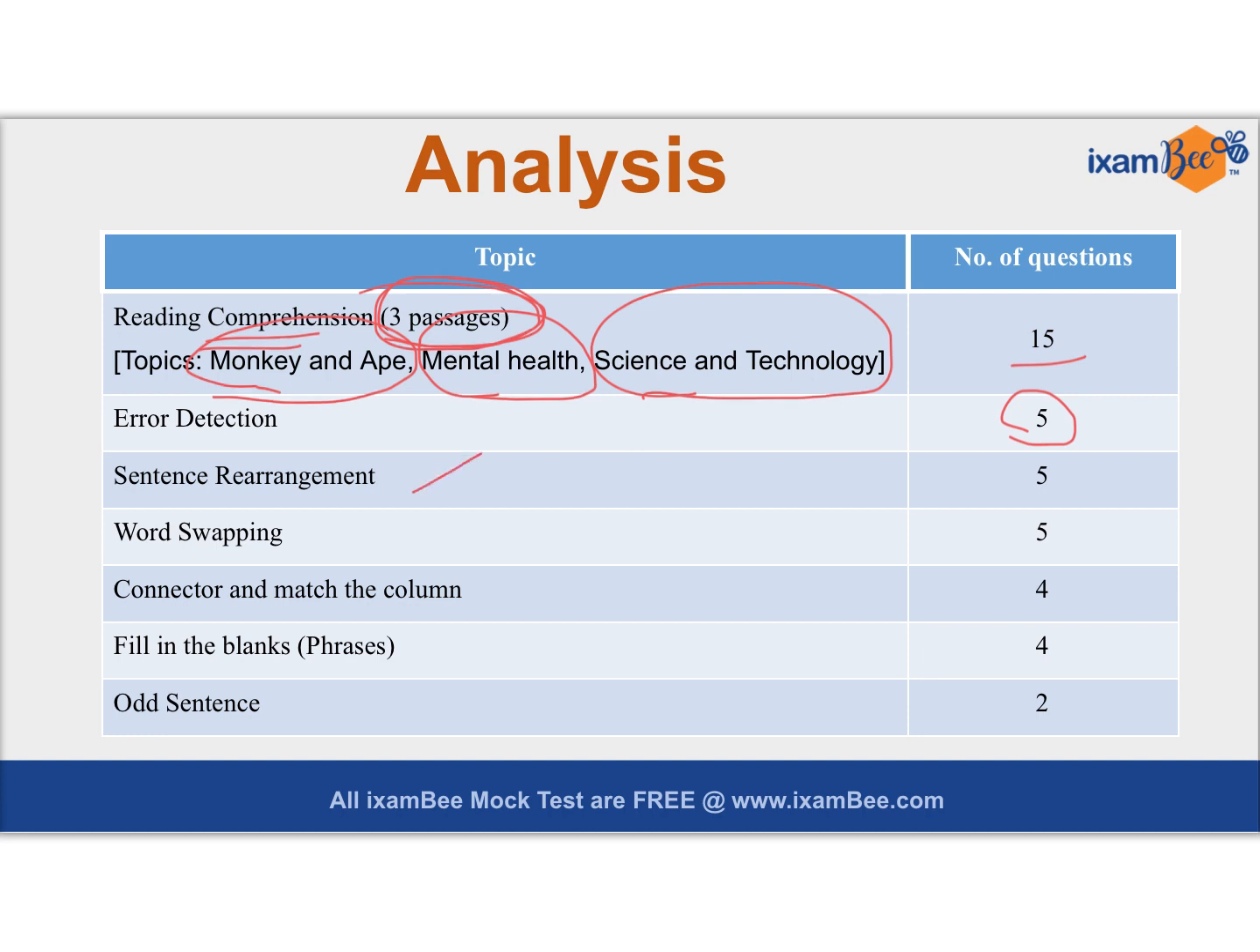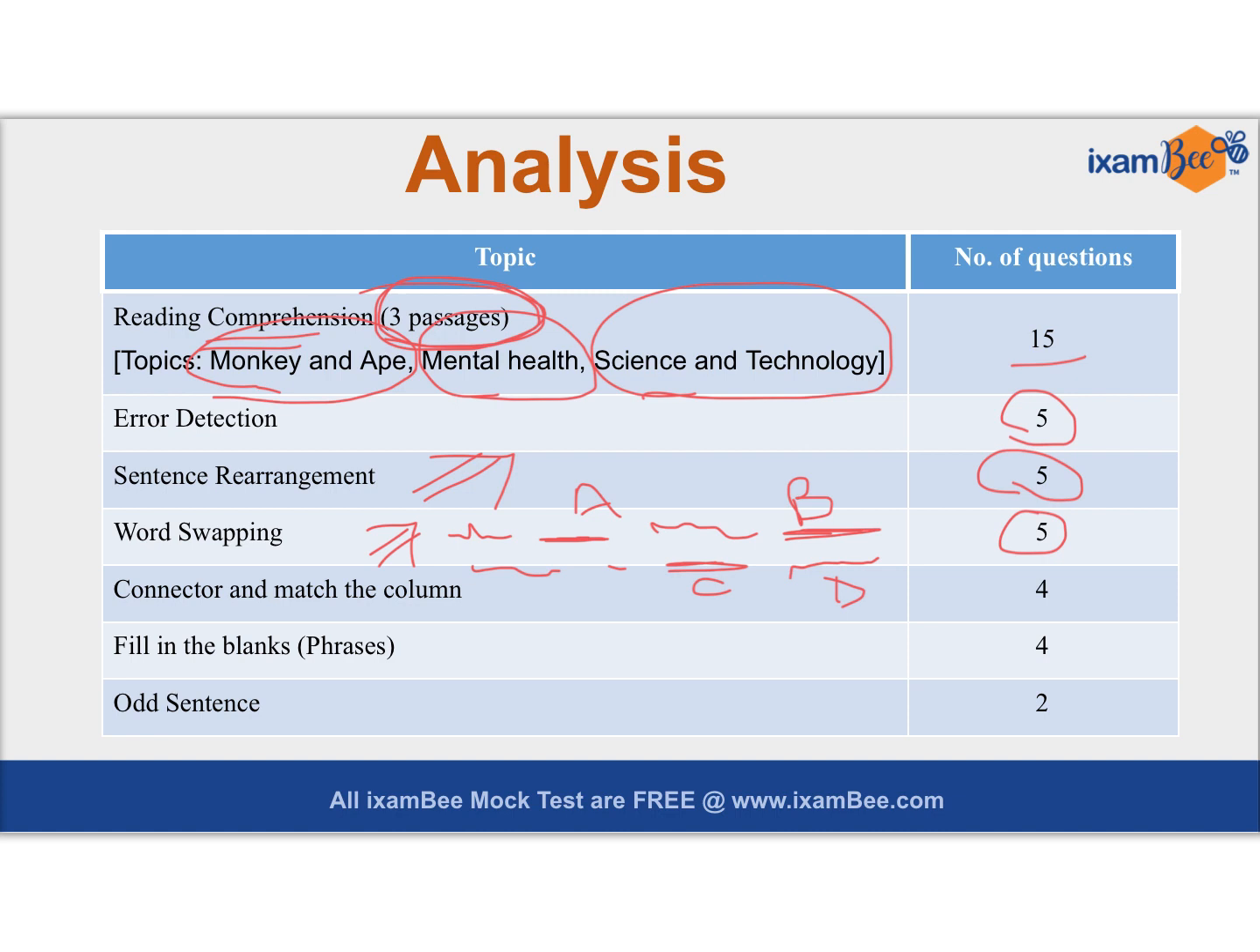Then sentence rearrangement, parajumble, 5 questions. Word swapping, 5 questions, where in a running sentence there were four words in bold, this word is A, this is B, this is C, and this is D. And you had to swap them to make it a meaningful sentence.